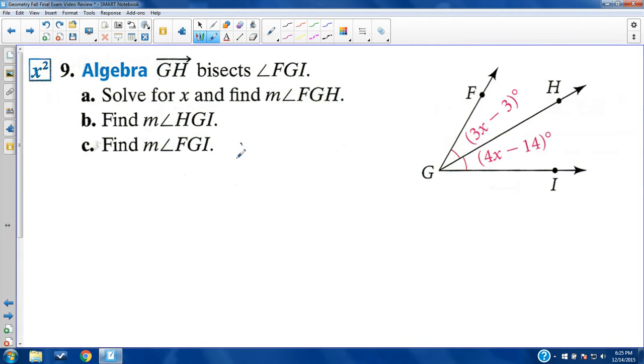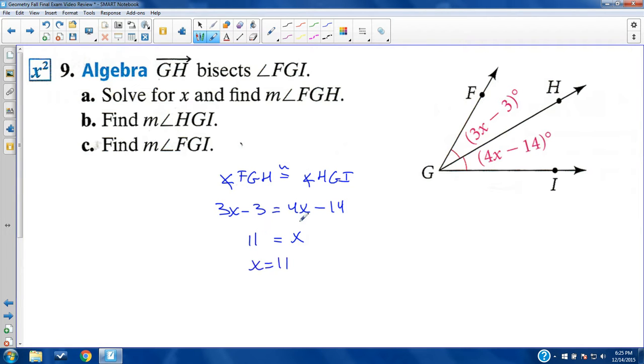So this angle, FGH, is congruent to angle HGI, which also means the measures of their angles are equal. So 3x minus 3 is equal to 4x minus 14. Subtract 3x from both sides and add 14 to both sides. You'll get x equals 11.